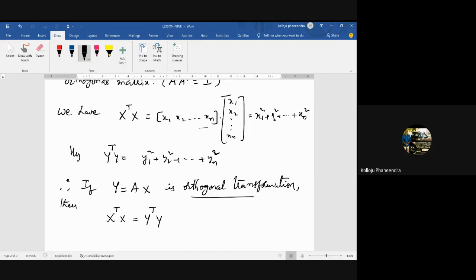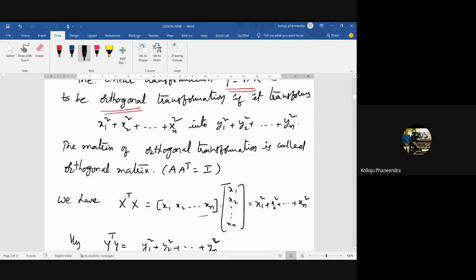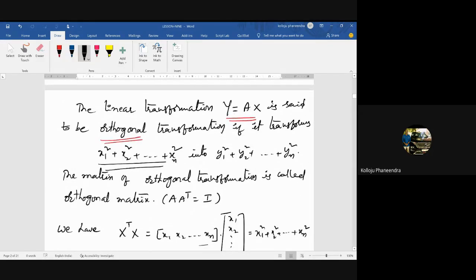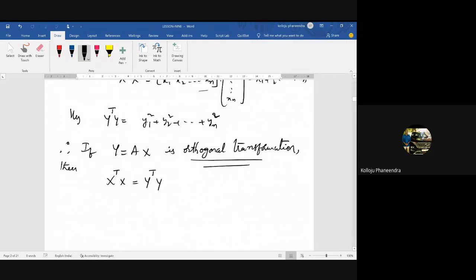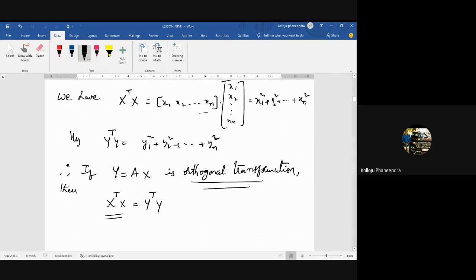What is the definition of orthogonal transformation? It means x1 square plus x2 square up to xn square is transformed into y1 square plus y2 square up to yn square. So x transpose x is transformed to y transpose y. What is y? Y equals Ax. So y transpose means (Ax) transpose, and y is Ax.